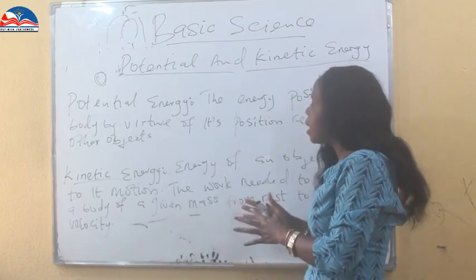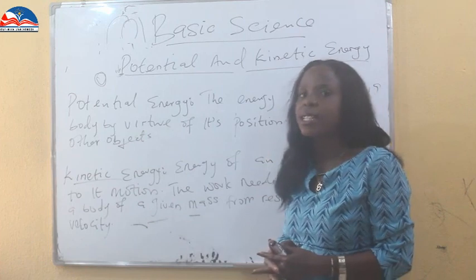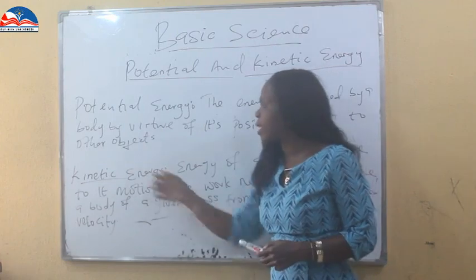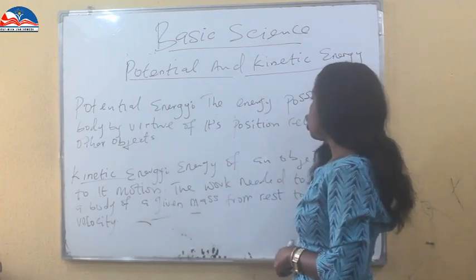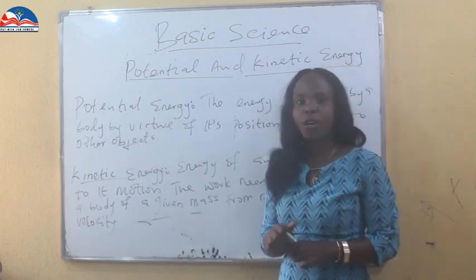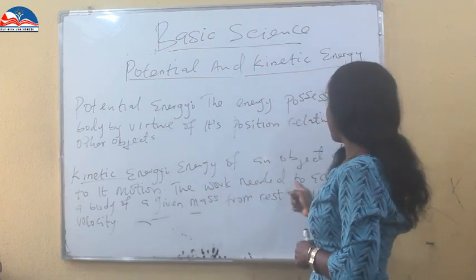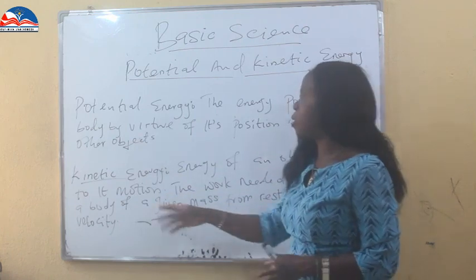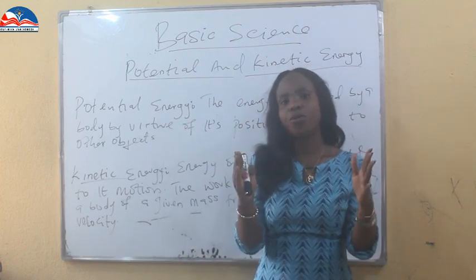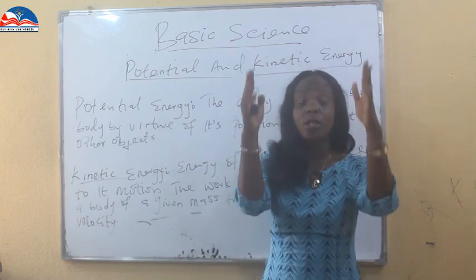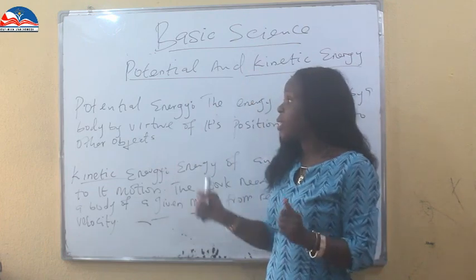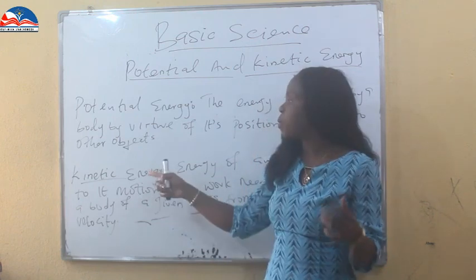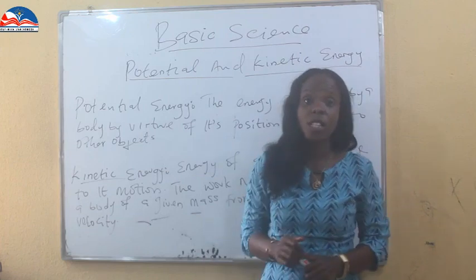Now let us look at kinetic energy. How do we explain kinetic energy, and how can we relate it to our potential energy? Kinetic energy is the energy of an object due to its motion. It is the work needed to accelerate a body of a given mass from rest to its stated velocity. What do we mean? A vehicle on the move. The motion at which it is moving is kinetic energy. If the car is moving, it possesses kinetic energy because of the motion at which it moves.